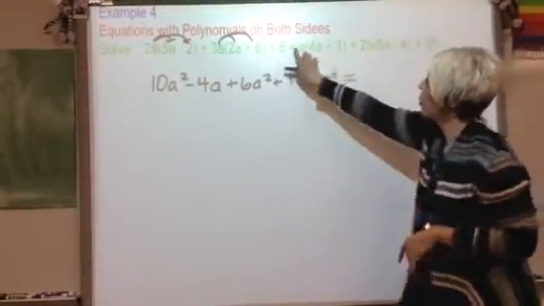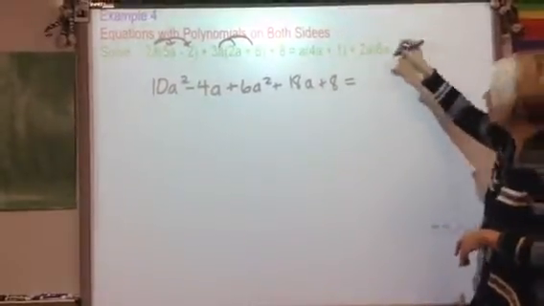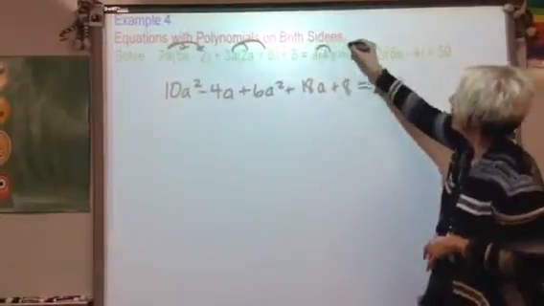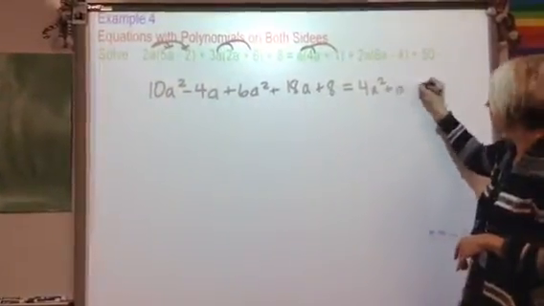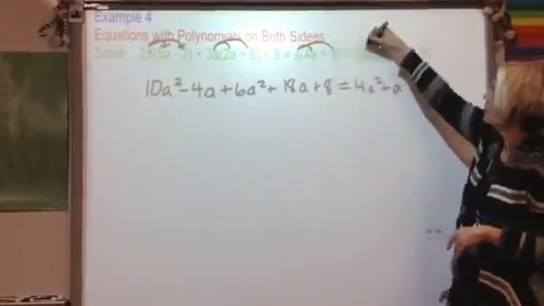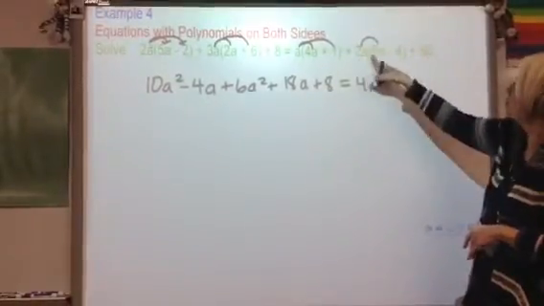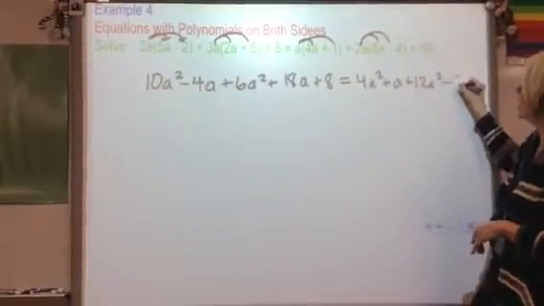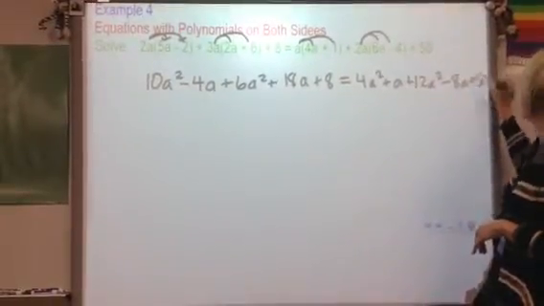I'm going to go ahead and do all of my distributing on the right side as well. So a times 4a is 4a to the second. A times 1 is just a. I stop there and then I move on to this 2a. So it's 2a times 6a, which is 12a squared. 2a times negative 4 is negative 8a plus 50.